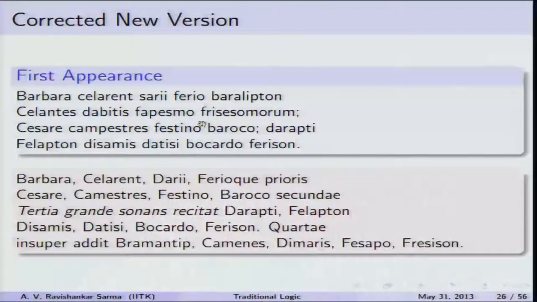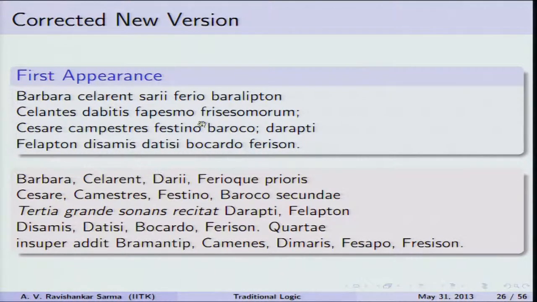This mnemonic poem, which is also called a syllogistic poem, first appeared like this, and then it was later changed to the second part of this slide, that is Barbara, Celarent, Darii, Ferioque. Prioris means it is the first figure. And then the second one: Cesare, Camestres, Festino, Baroco. Secunda means second figure. And then there is something which this word refers to, Tertia Grandi sunas recitat, etc.